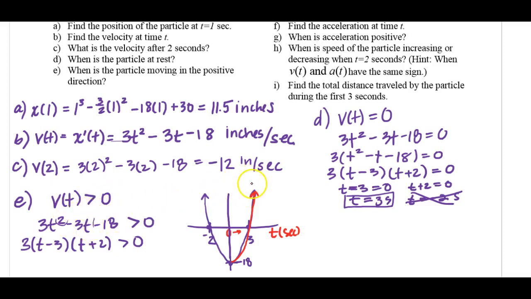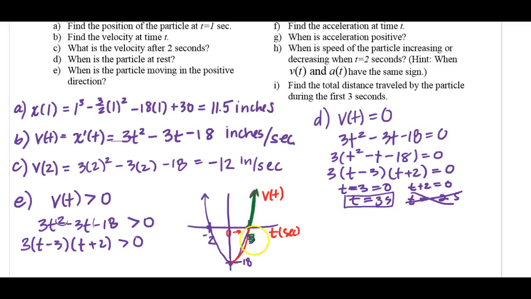So this is my velocity graph. This is v of t. I just graphed v of t. So when is this parabola greater than 0 is like asking when is this graph above the x-axis. So this graph, just to use one more color, is above the x-axis whenever x values are greater than 3.